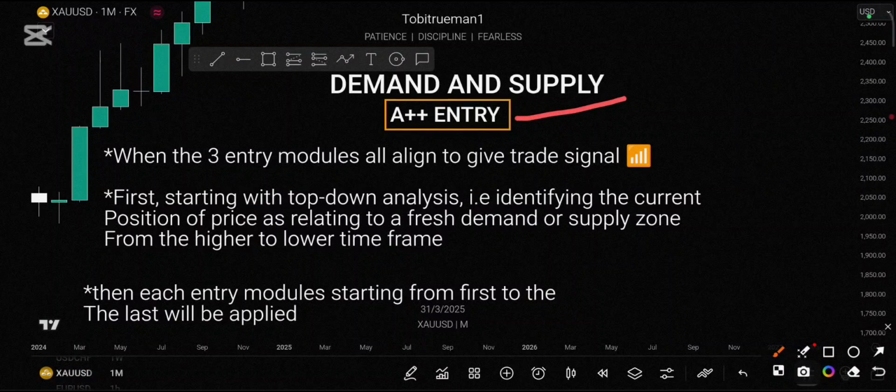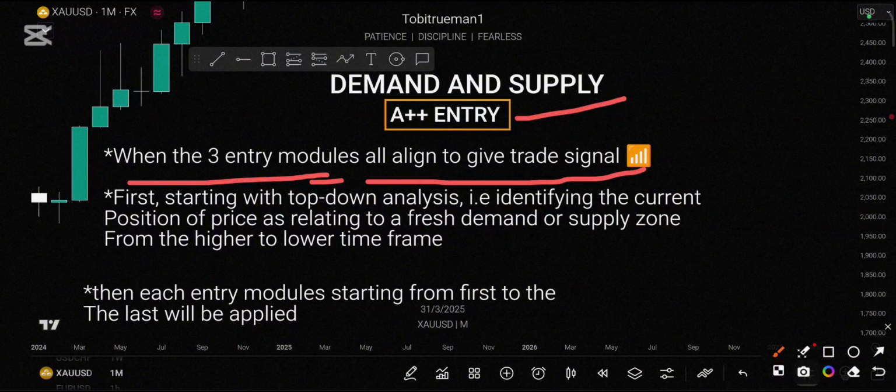You know what A++ setup means? It is the type of entry that, when you see it, has a very high probability of playing out. That's just the meaning of an A++ entry setup. What this is saying is that when the three entry modules that we have just learned are all aligned to give a trade signal.